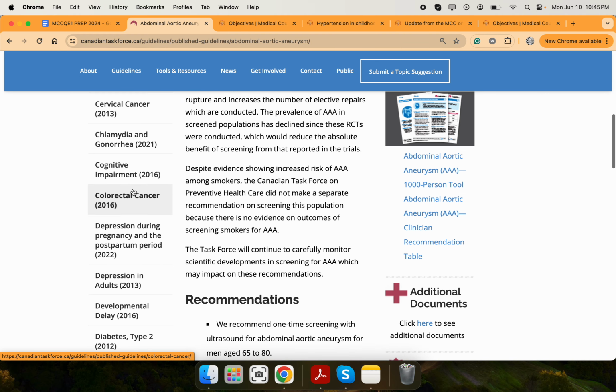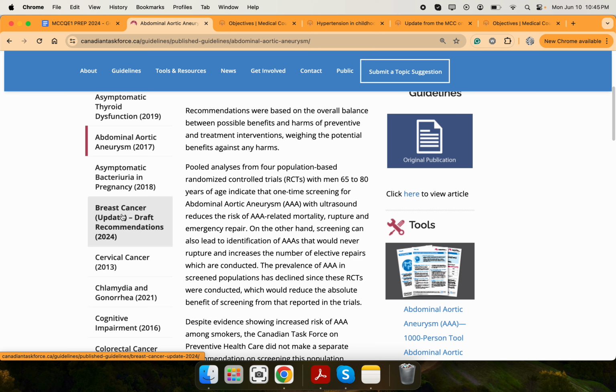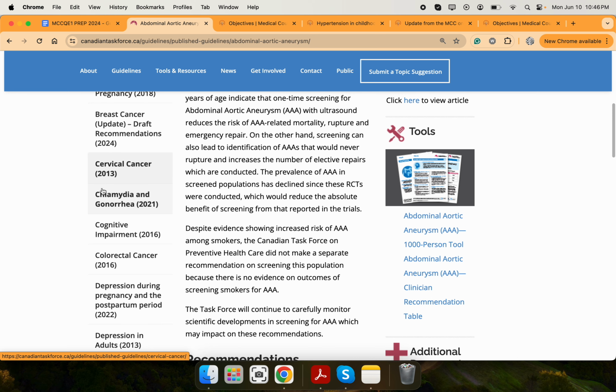So I'm not going to open everything, but the most important thing is that abdominal aortic aneurysm is important, and breast cancer is important. It is the new guidelines which you can look at. This one is very important. This one is very important.